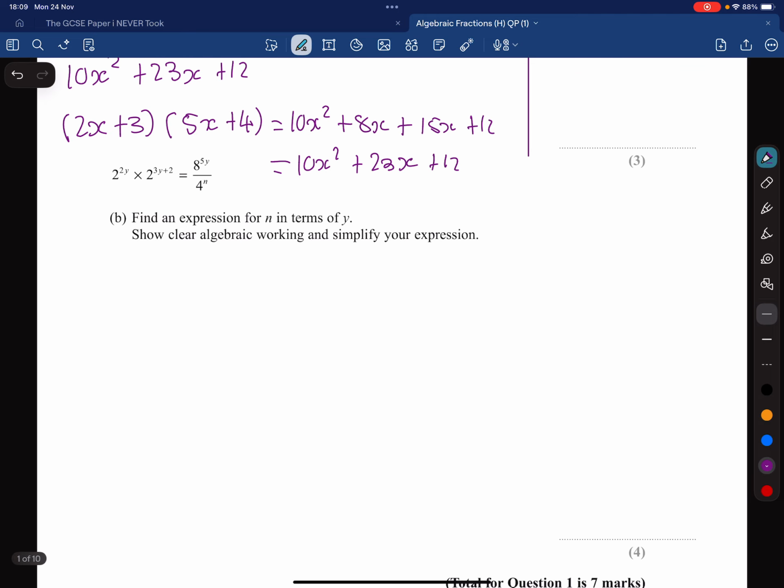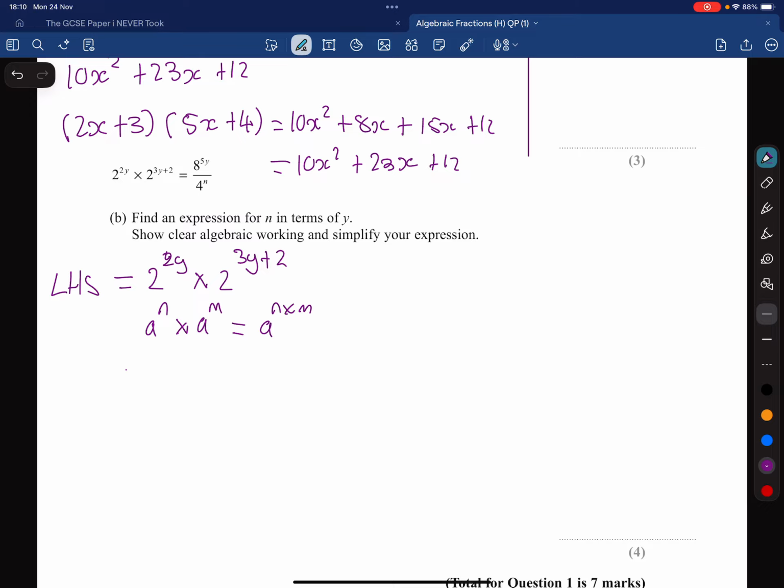And for part B, find the expression for n in terms of y. Show clear algebraic working and simplify your expression. Okay, so we've got the left-hand side first, and that is 2 to the 2y times 2 to the 3y times 2. Oh, sorry, times, it's not add. So what we've got here is something that's a to the n multiplied by a to the m, which is a to the n plus m.